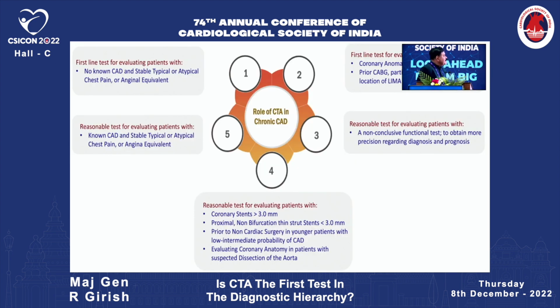So to conclude, it's a first-line test for evaluation of patients with no known CAD presenting with chest pain, for coronary anomalies and after revascularization. It's a reasonable test for patients with known CAD and when stress imaging is inconclusive, for patients after stenting, before non-cardiac surgery, in young patients with low intermediate probability CAD, and also as part of triple rule-out procedure for patients with suspected acute aortic dissection and pulmonary embolism.